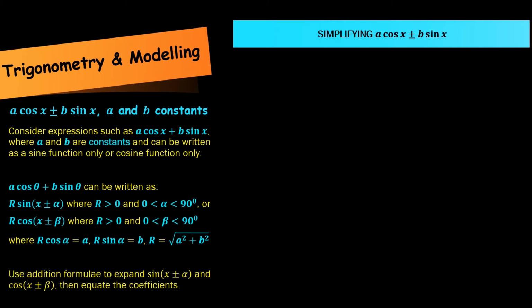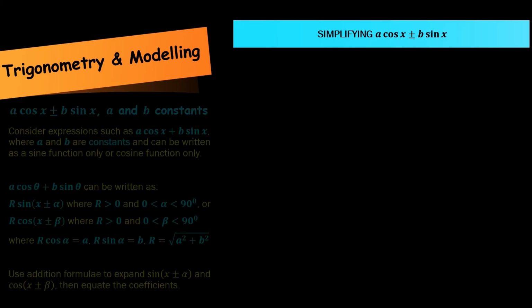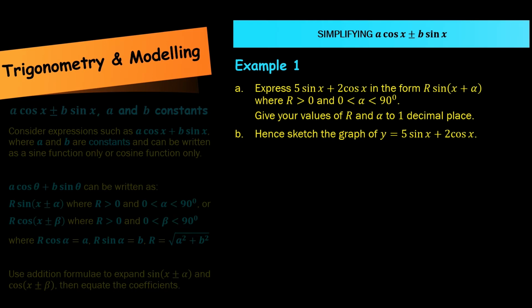We can use the addition formulae to expand sin(x plus or minus alpha) and cos(x plus or minus beta), and then equate the coefficients. Pause the video and have a go at this example. Press play when you're ready to view the solutions.